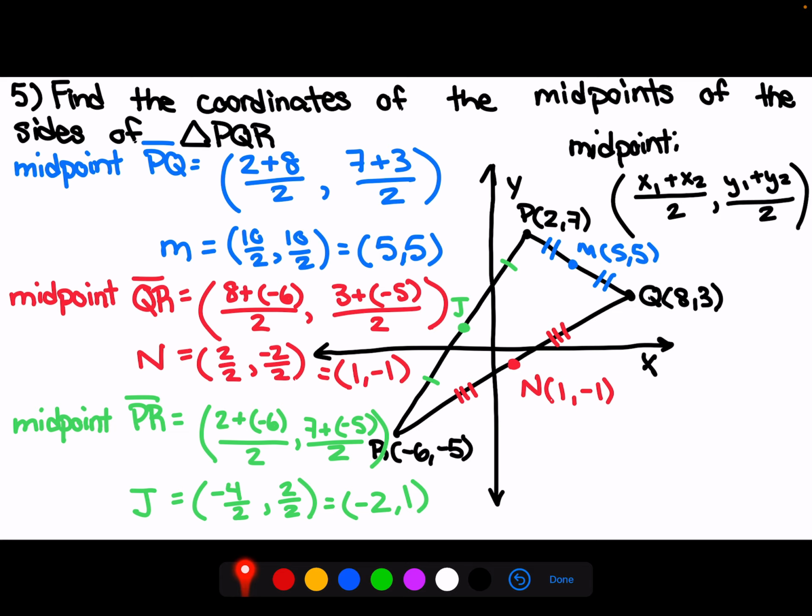We now have each midpoint of the triangle. If we were to create the medians, we would see that each of these medians will intersect at a point of concurrency, which would be the centroid.